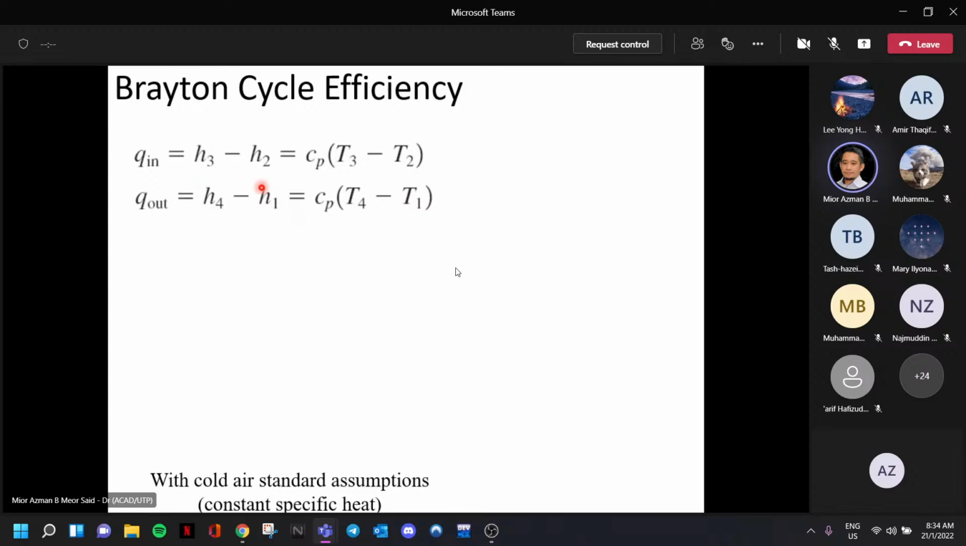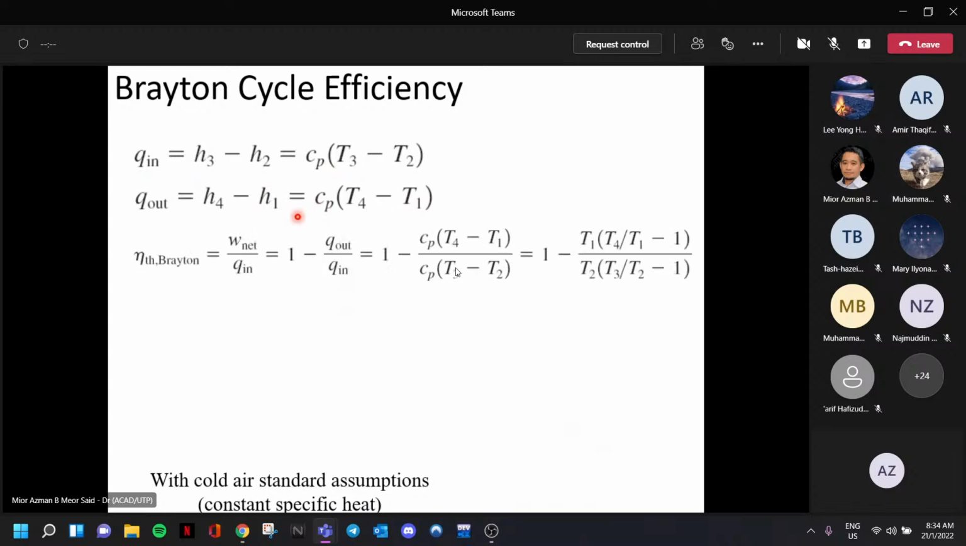Right, so here. And from that, you can expand that, right? Because the efficiency is equal to the work net divided by the heat input, right? So the output divided by the input is the efficiency. And this, as you know, is 1 minus Qout over Qin. And so you put in all this definition over here, and you can have that in terms of the temperature.